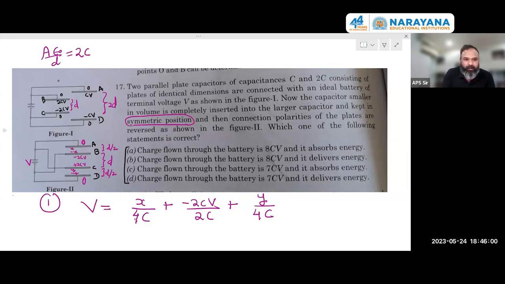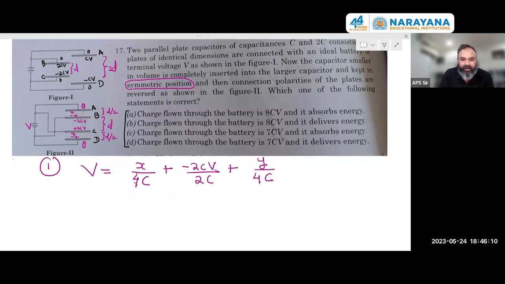The top plate is still connected with the positive terminal and the negative is connected with the bottom one. For the inner ones, I've already taken the charges appropriately. So I got one equation in terms of X, Y, and all the parameters. What are we getting? The 2C, 2C will cancel out. This will become 2V here. And you are getting terms like X plus Y upon 4C. So I'm getting X plus Y as 8CV.